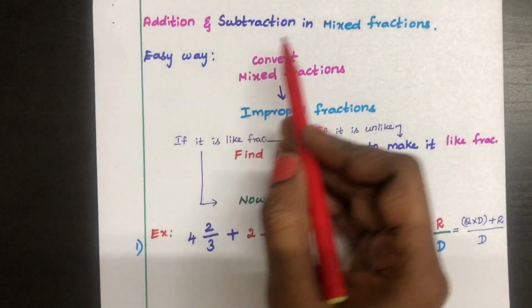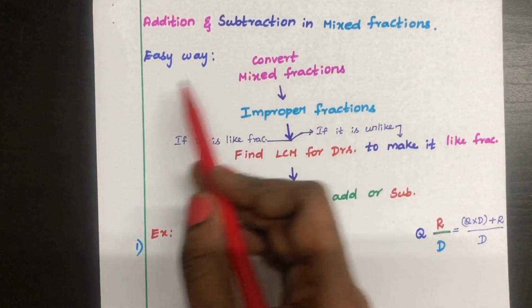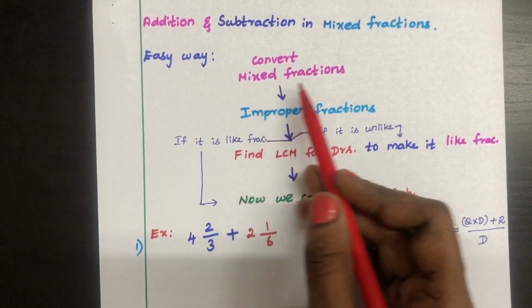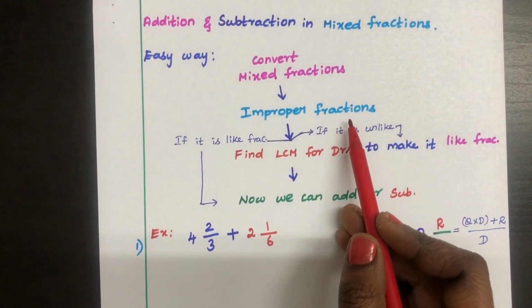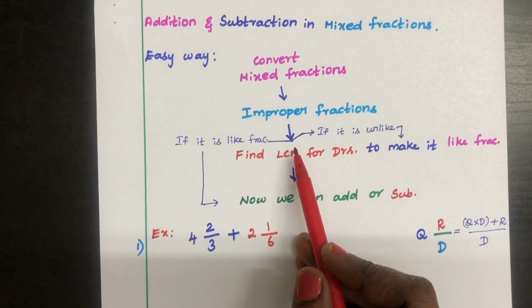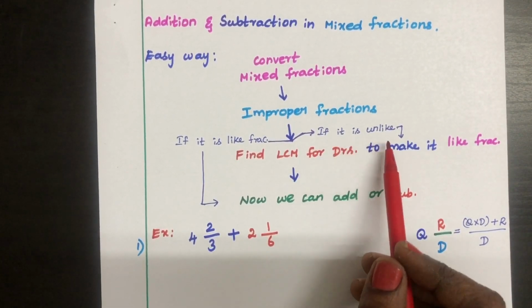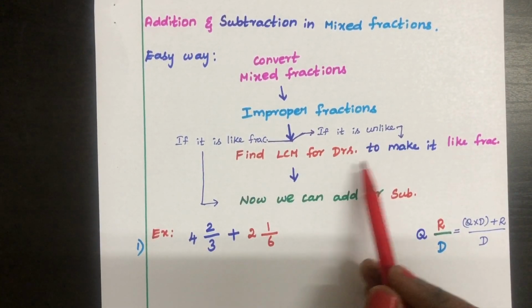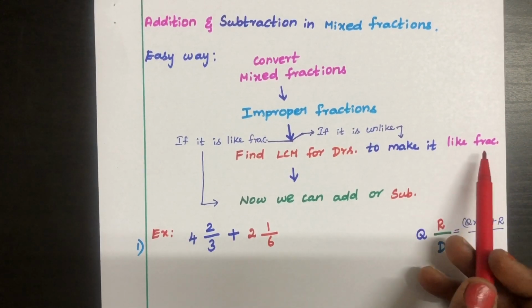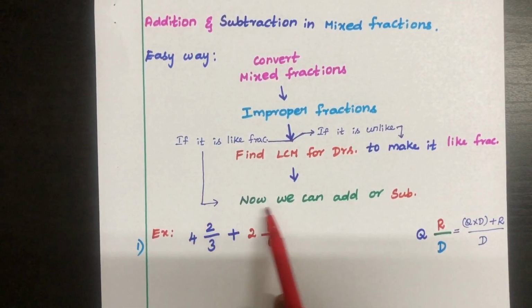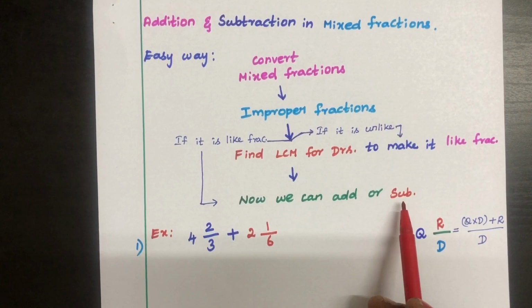Now addition and subtraction in mixed fractions. Easy way how to do it. Convert the mixed fraction into an improper fraction. In improper fractions also you need to see two things. If it is unlike, find the LCM for the denominators to make it a like fraction. If it is a like fraction, we can directly add or subtract the numbers.